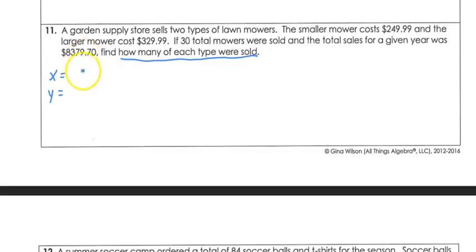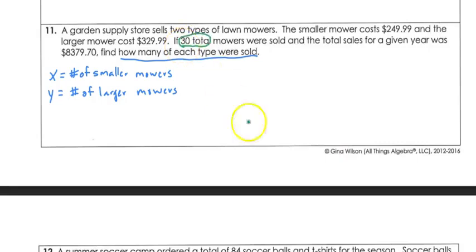I'm going to make x equals number of smaller mowers, and then y is going to be the number of larger mowers. If we reverse those, it doesn't matter. We'll end up with the same answer anyway, because we'll have to change how we write our equations. So for my two equations, I'm looking for totals. So I have 30 total mowers. And then I have total sales, which is $8,379.70.